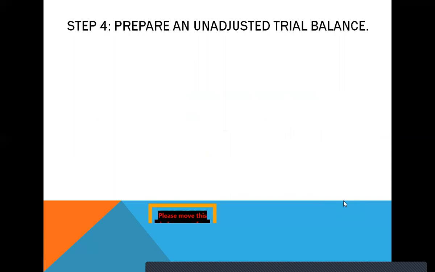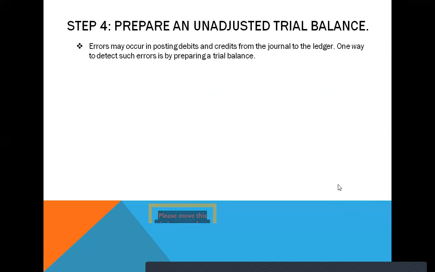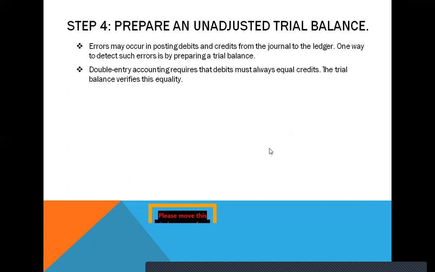Now, let's proceed to step 4, which is to prepare an unadjusted trial balance. Why do you need to make an unadjusted trial balance? Because errors may occur in posting debits and credits from the journal to the ledger, from step 2 to step 3. One way to detect such errors is by preparing a trial balance. Double entry accounting requires that debits must always equal credits. The trial balance verifies this equality.